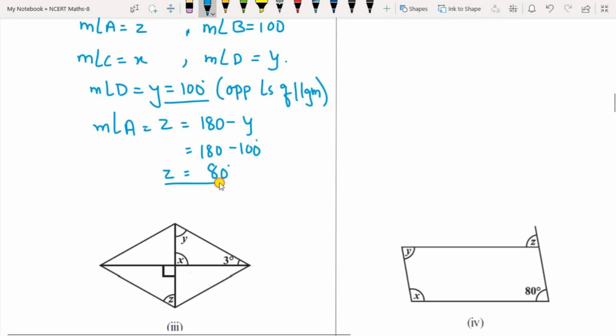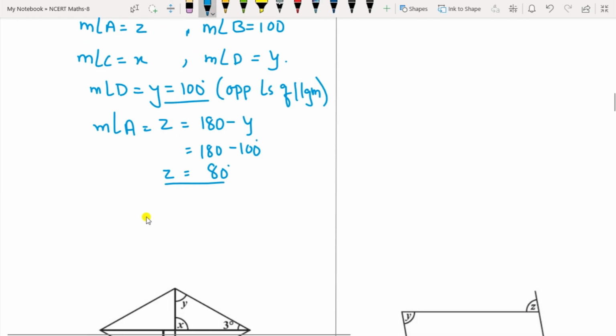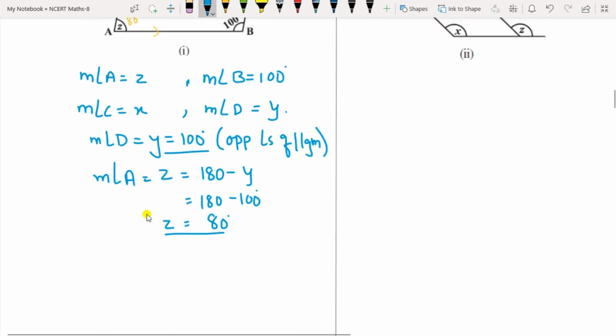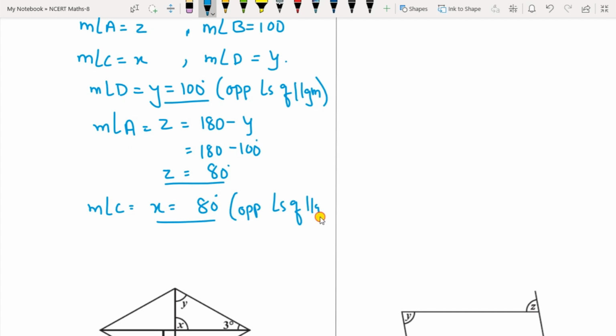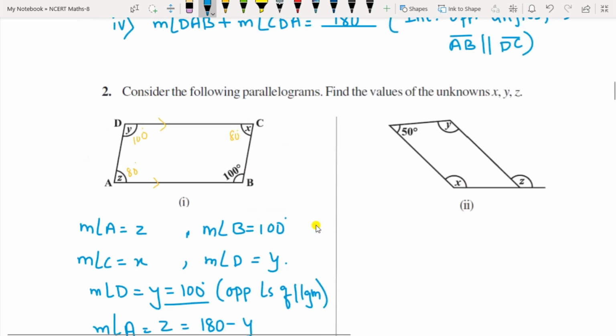So y is 100, z is x. Okay, then we want to find x here. So measure angle C equal to x equal to 80 degrees. The reason is opposite angles of a parallelogram are equal. That is the reason. So this way you have to find all the unknown angles.